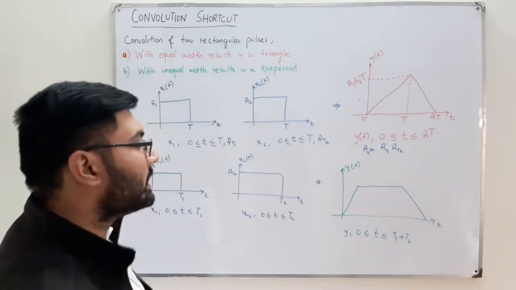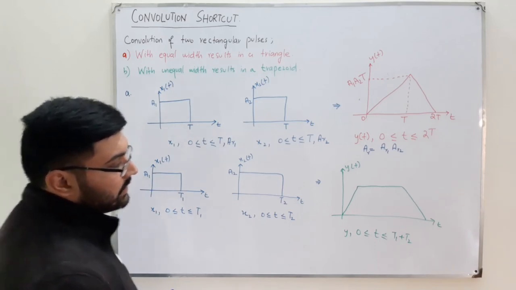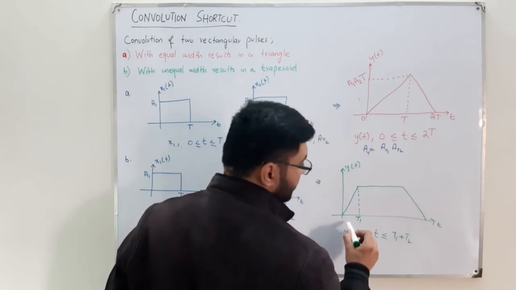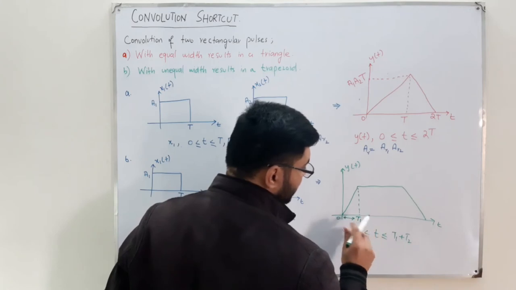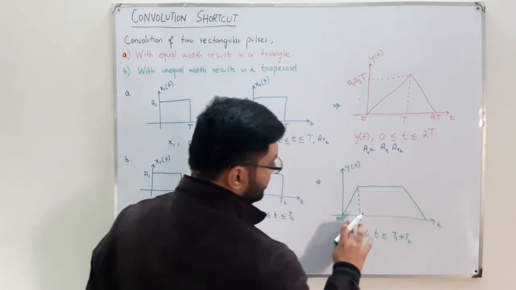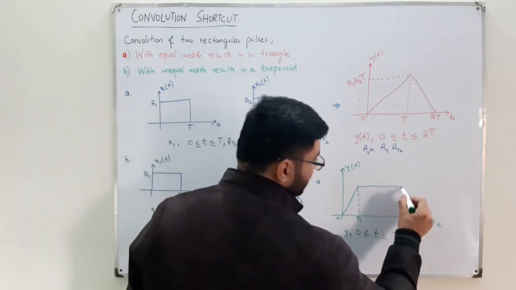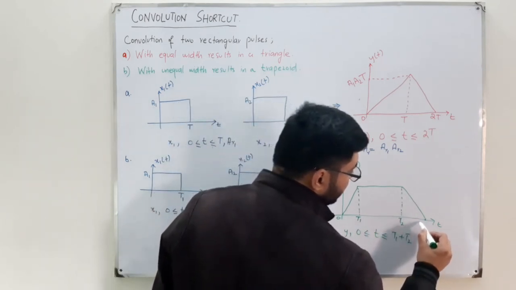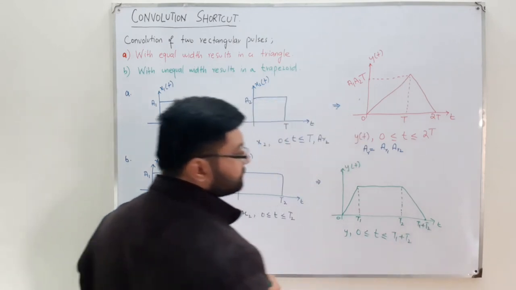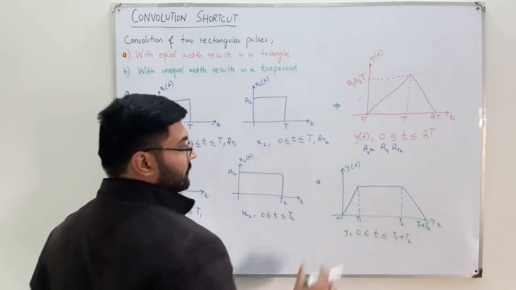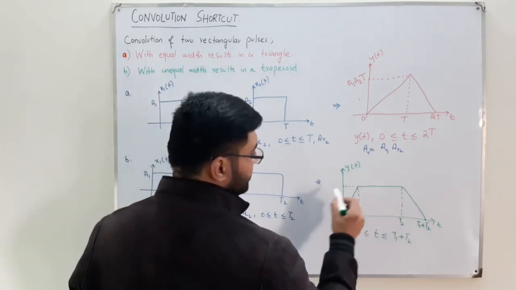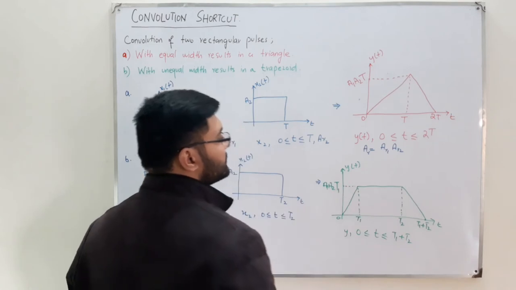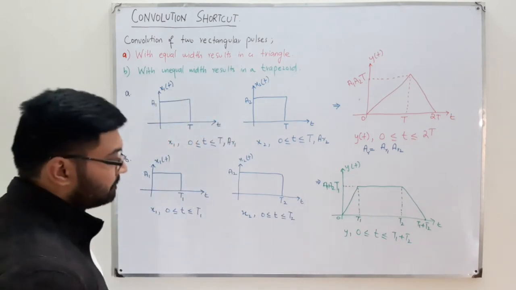Now again, what are the points that need to be mentioned? This point is T1 from the starting point. Then this point, from the starting point, is T2. And the final point, where it is ending, is T1 plus T2. So these are all relative to the starting point. And the amplitude is A1 multiplied by A2 and multiplied by the smaller value of time, which is T1. So this is the case.